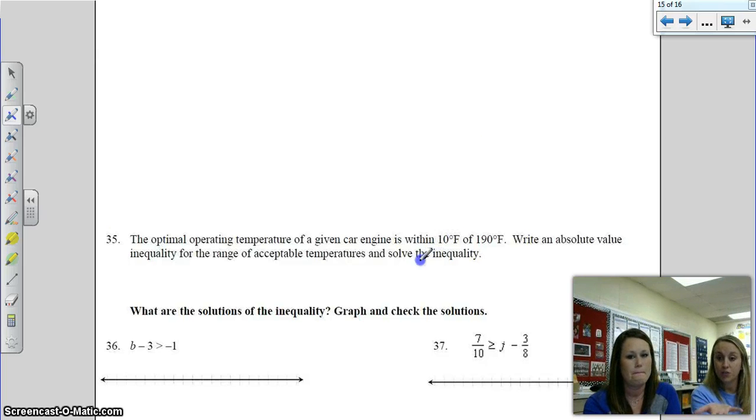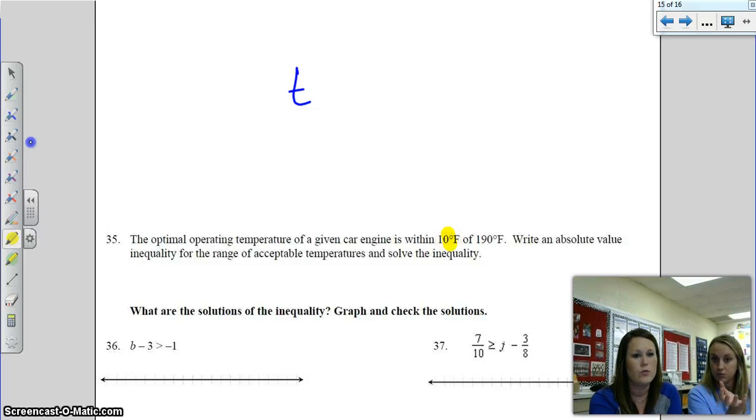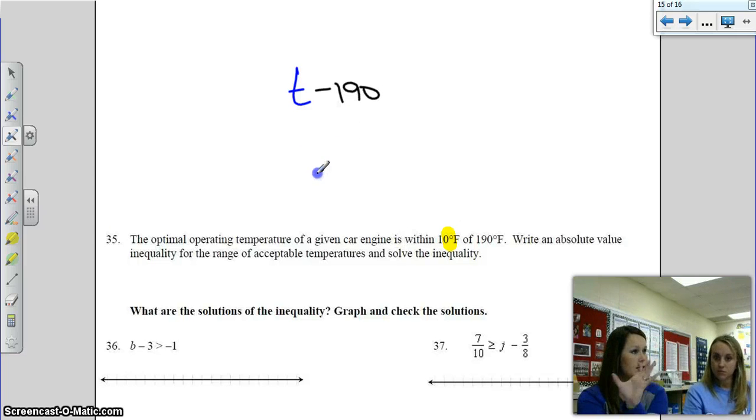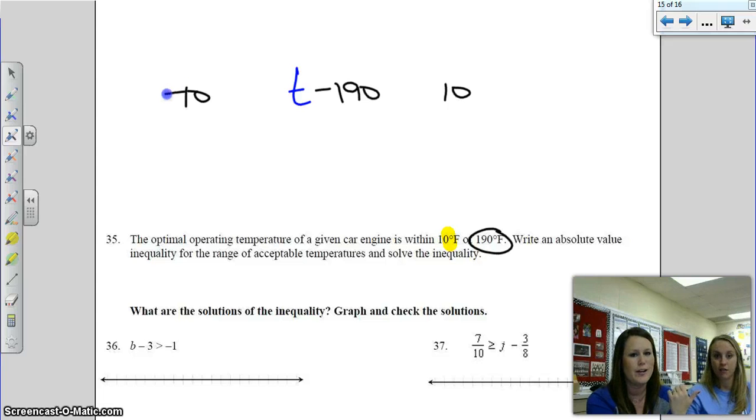The temperature that you take right now, we don't know what it is. So we have T for temperature. We need to take our temperature and subtract 190 from it. Because we have whatever it is minus the ideal. We're writing an inequality, so that ideal temperature is in the middle. What I said to my kids is whatever temperature I have minus the perfect degrees has to be 10 more or 10 less. So 10 more is 10, and 10 less is negative 10. Oh my gosh, we totally did it the same way.